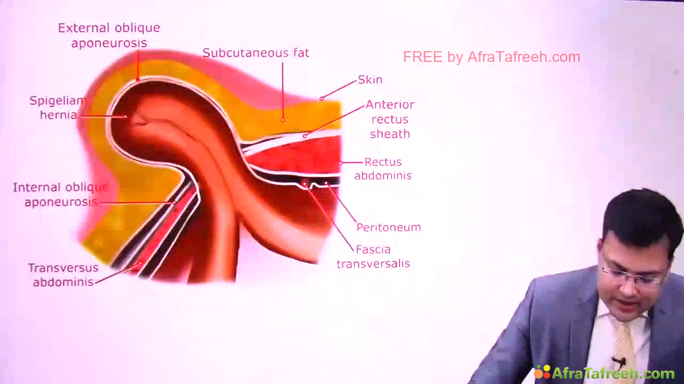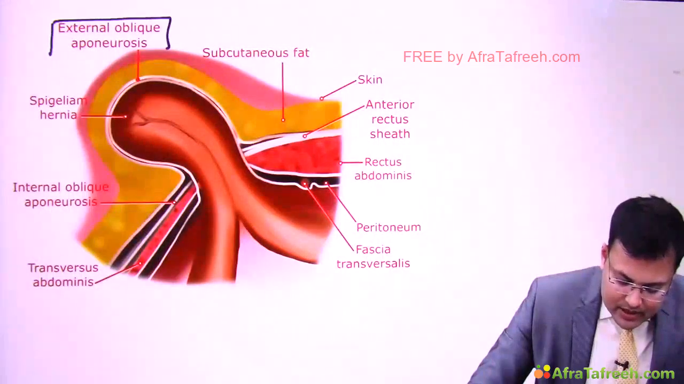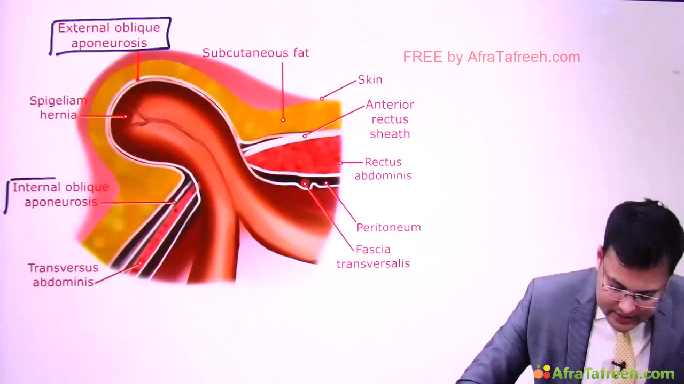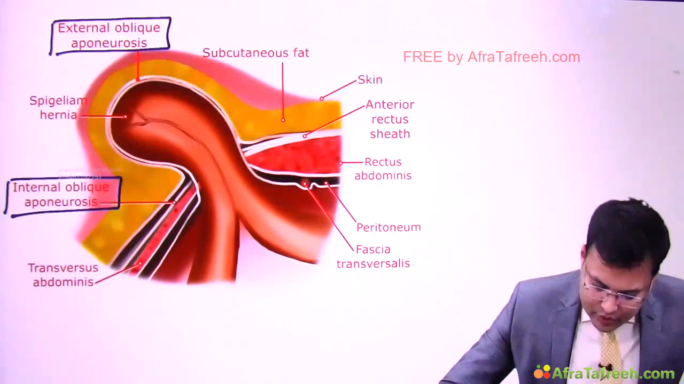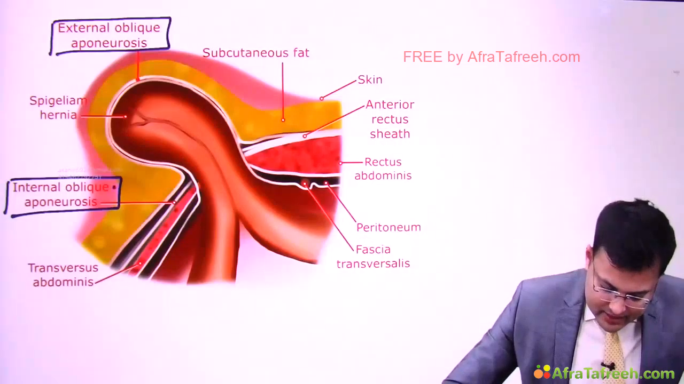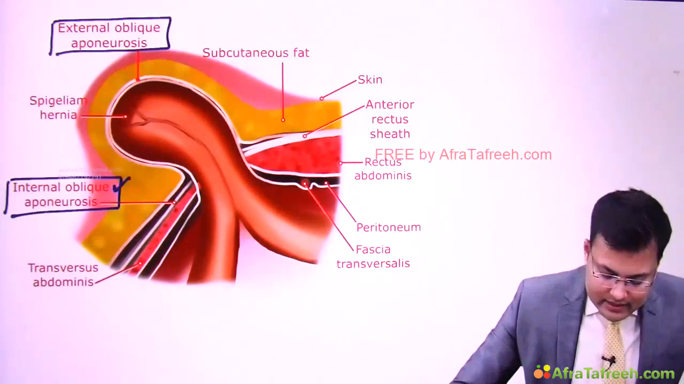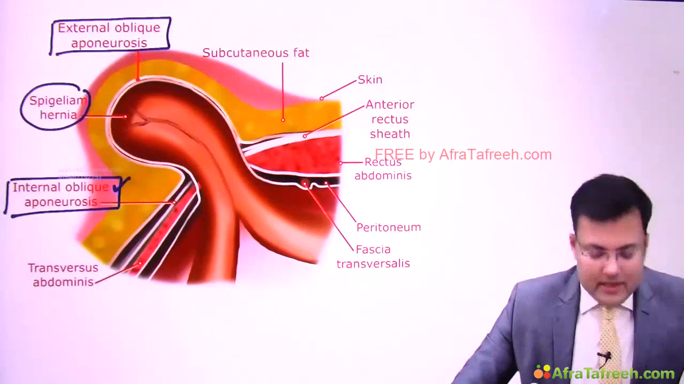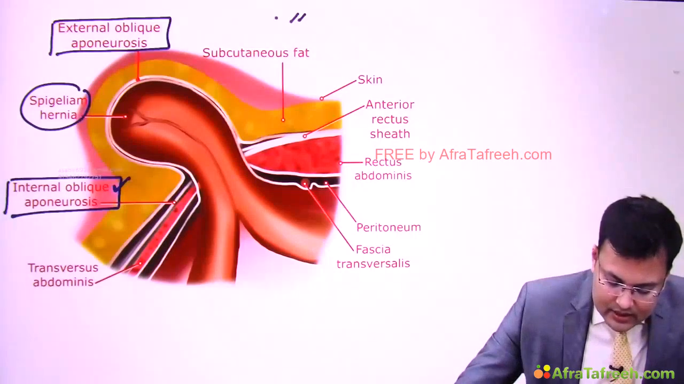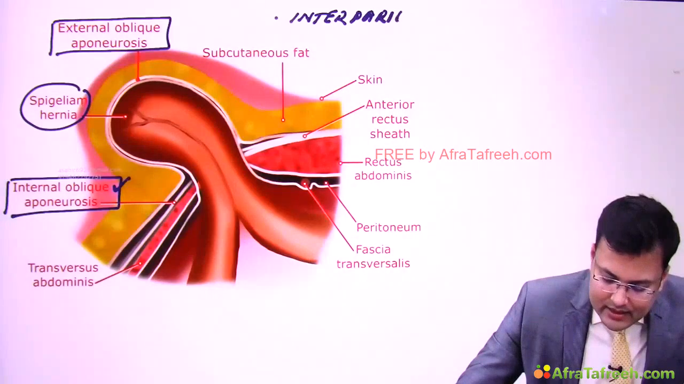And in this picture you can see that this is external oblique aponeurosis, this is internal oblique, and here there is spigelian fascia. So it is going to penetrate the spigelian fascia, internal oblique, and then this spigelian hernia is located between external oblique and internal oblique. That's why what is the other name? It is also known as interparietal hernia.